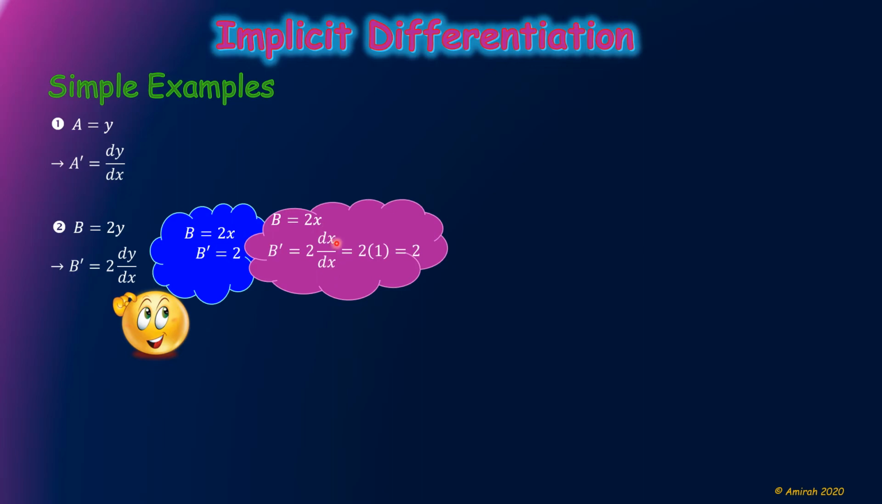So we have dx over dx, and dx over dx equals 1. So that's why we only have 2 when we differentiate 2x. But when we differentiate 2y, we have 2 dy over dx, and we cannot simplify dy over dx. That's why we still have dy over dx here.